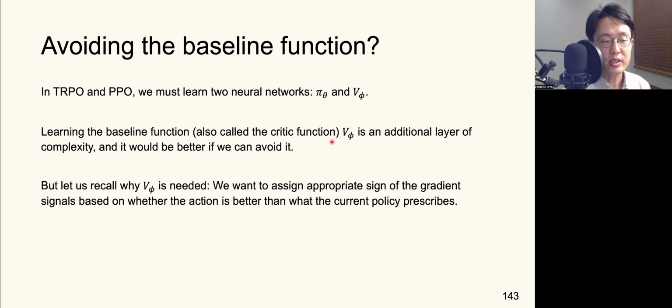Because after all, once the RL training is done, we're going to use the policy pi theta as our learned agent. V-phi is not really going to be used once the training is complete. So if we recall why V-phi was needed, well, V-phi was used as a mechanism within the training and really only within training. So once training is done, V-phi is discarded. It's not really used. Why did we use V-phi? To assign the appropriate sign, plus or minus, on our gradient signals.